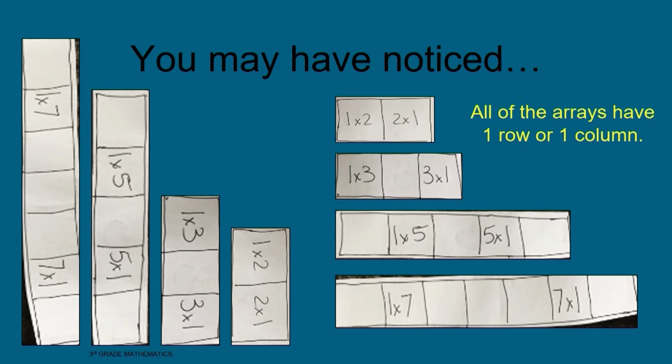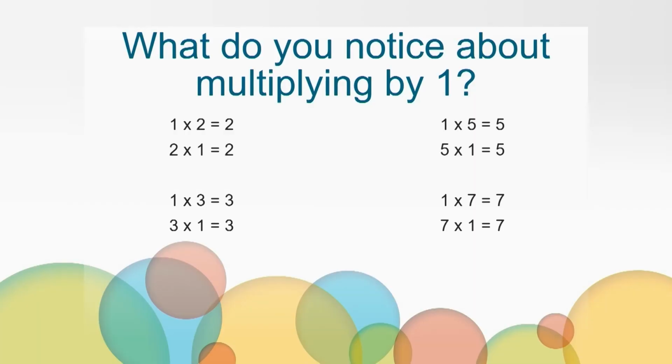You may have noticed that all of the arrays have one row or one column, so they all have 1 as a factor. So what can we conclude about multiplying by 1? Let's see if we can add on to what you're thinking. Here are all of the equations we can make from our arrays. Now what do you notice?